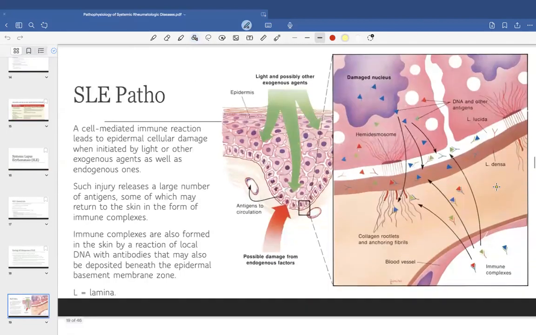When you look at the actual pathophysiology of it, you have this maybe genetic predisposition. Then there's some type of exposure. Does that sound familiar? It's a similar pattern, just a different pathway. And whatever the immune reaction is, it can lead to cellular damage in the epidermis, especially when UV light hits it.